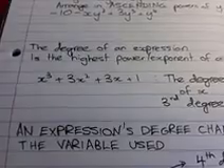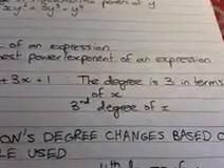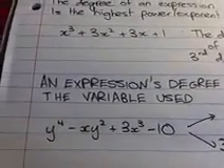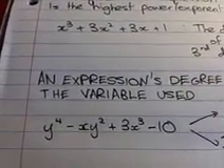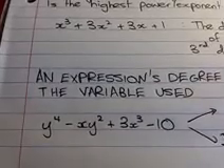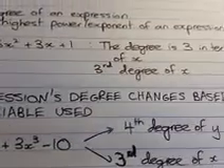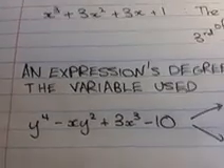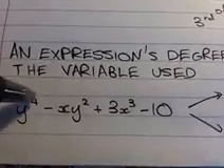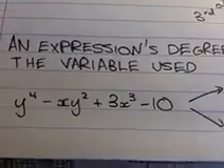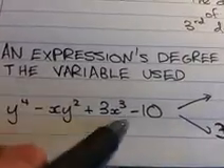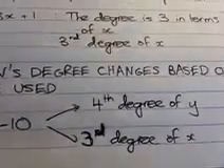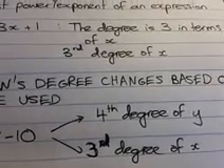But something you have to remember is that an expression's degree changes based on the variable used. If I have this one over here, y to the 4 minus xy to the 2 plus 3x to the 3 minus 10. This expression is to the fourth degree in terms of y, because the biggest exponent for y is 4. But in terms of x, it's 3. So that's why at the same time, it's to the third degree of x.